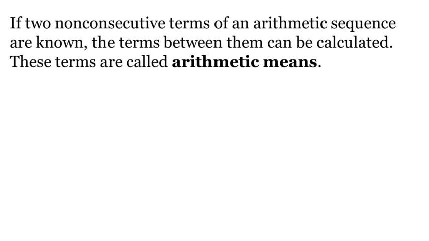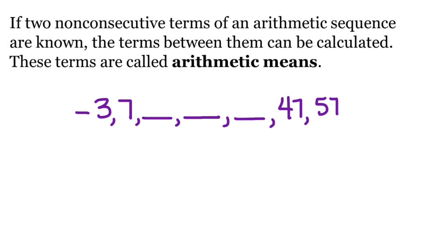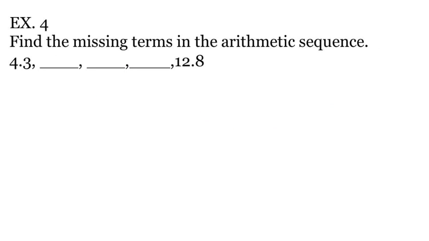If two non-consecutive terms of an arithmetic sequence are known, the terms in between them can be calculated. These are called arithmetic means. What this is talking about is if I know some numbers in a sequence, but I'm missing some numbers in the middle, I can use the arithmetic sequence rules and the common difference to help me fill in those middle terms. So in example 4, I've been given 4.3 is the first term and 12.8 is the fifth term.